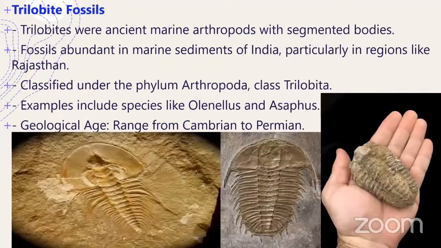See here you can observe this trilobite. When we talk about trilobites, they have marine, segmented bodies. Here you can observe a number of segments in the fossil. Here is the rock; in the rock print also you can observe the segments. So you should remember that trilobite fossils have segments, and they are particularly present in regions like Rajasthan.